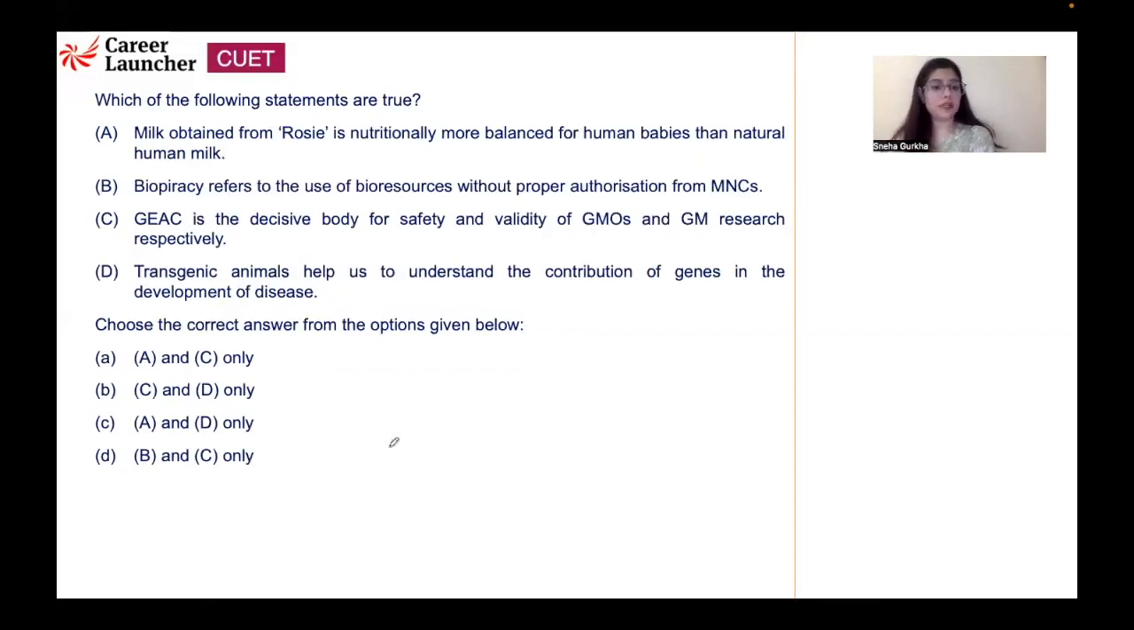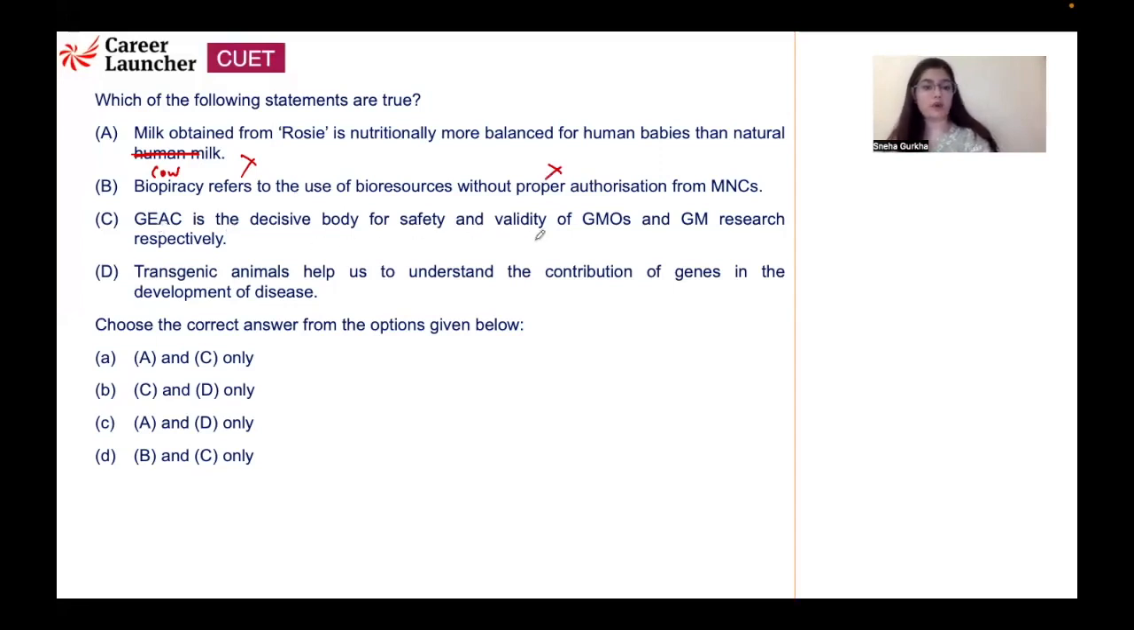Next, which of the following statements are true? So we have to select the statements which are true. Milk obtained from rosy is nutritionally more balanced for human babies than natural human milk. No, than natural cow milk. So this is incorrect. Biopiracy refers to the use of bioresources without proper authorization from NNCs. No, without proper authorization from the country or the organization or the people that are concerned with that traditional knowledge.